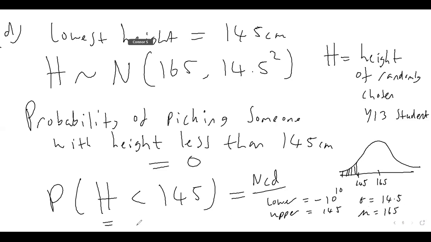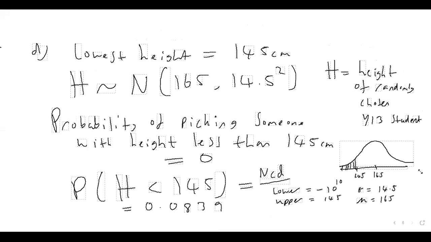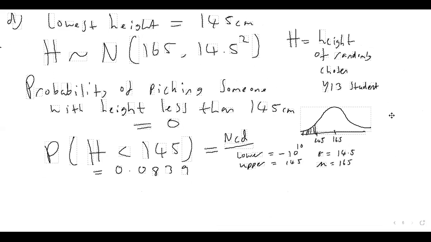Now let's plug that into the calculator and see what probability we get. Normal distribution, normal CD, lower minus 10 to the power 10, which is a massive negative number, upper 145, sigma 14.5, mu 165. So we get a probability of about 8%, 0.0839 to 3 significant figures. So we got about an 8% chance of selecting someone with a height less than 145 centimeters. Is this suitable?